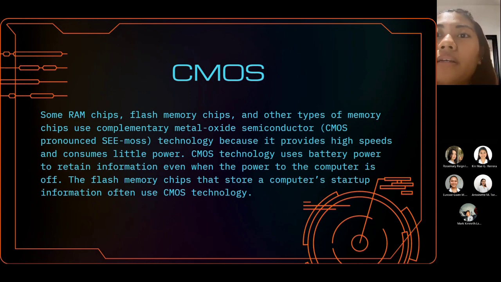CMOS. Some RAM chips, flash memory chips, and other types of memory chips use complementary metal-oxide semiconductor technology because it provides high speeds and consumes little power. CMOS technology uses battery power to retain information even when the power to the computer is off. The flash memory chips that store a computer's startup information often use CMOS technology.